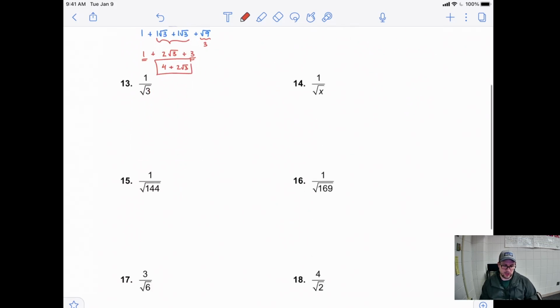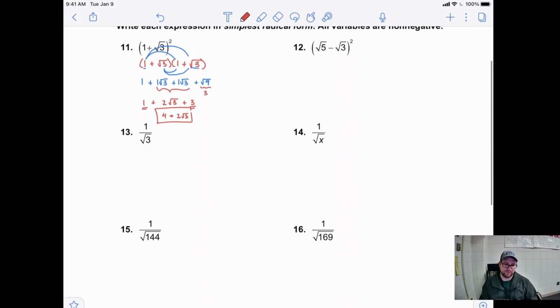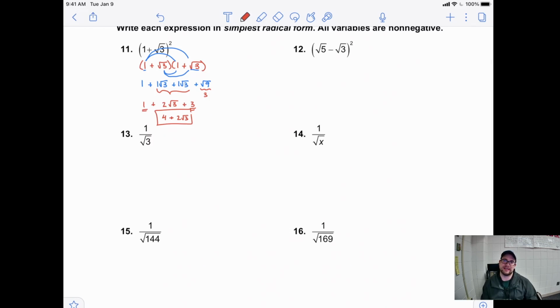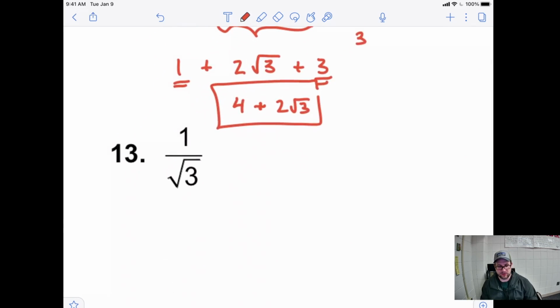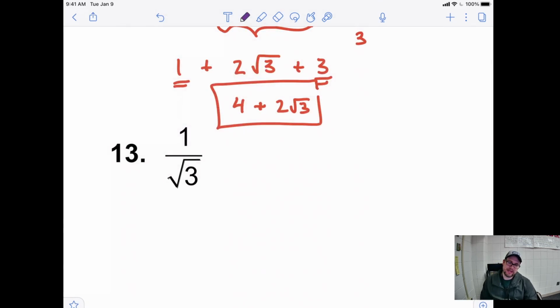All right, number 13, 15, 17, 19. These problems involve what we call rationalizing the denominator. Now, in order to rationalize the denominator, what you need to do is you essentially are trying to get rid of any square roots that are in the bottom of the fraction. We don't care if there's a square root in the top, but we do care if there's a square root in the bottom. So here's how we fix it.